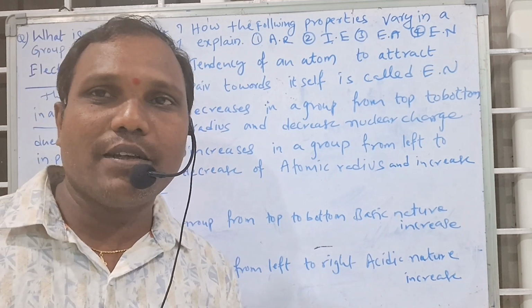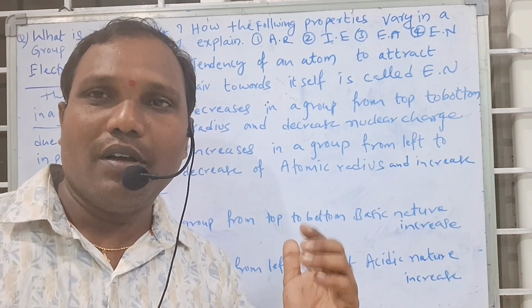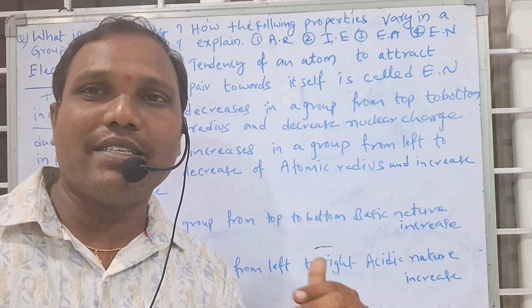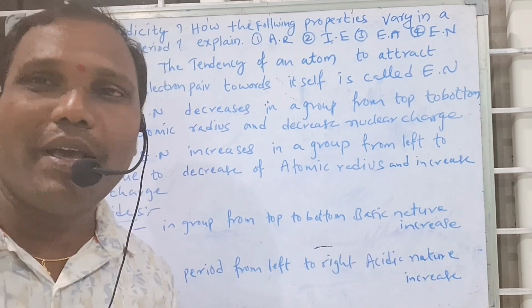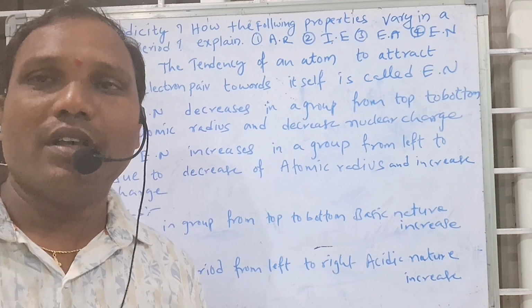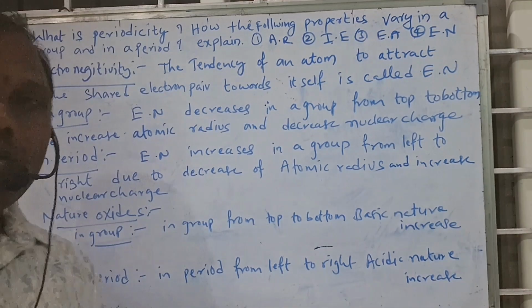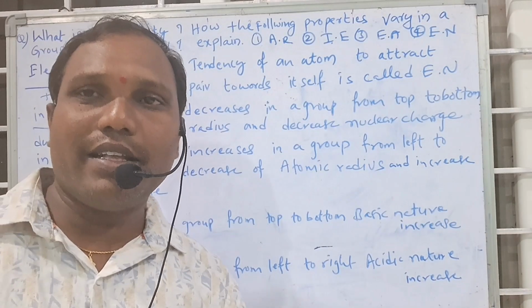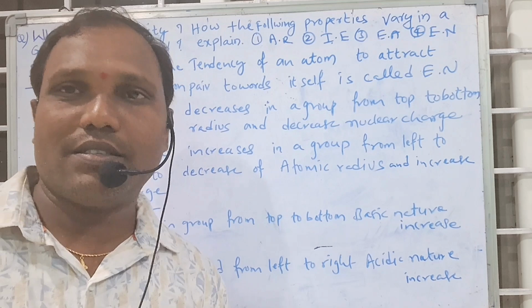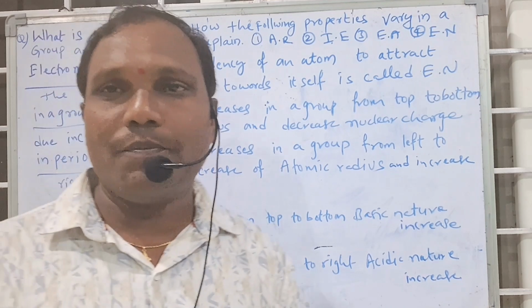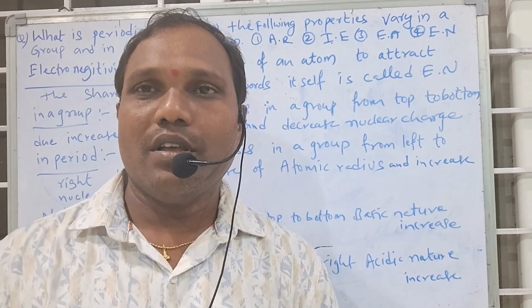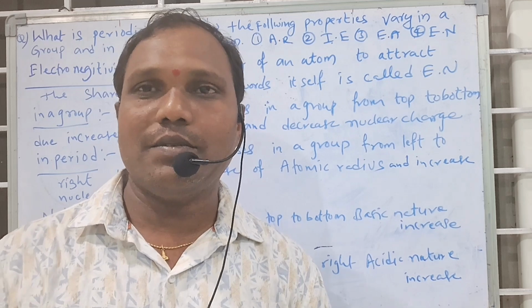Now another property is sometimes also asked, that is the nature of oxides. Nature of oxides in groups: its basic nature increases down the group. In periods, from left to right, acidic nature increases. This is a regularly repeated question on periodicity and its properties.